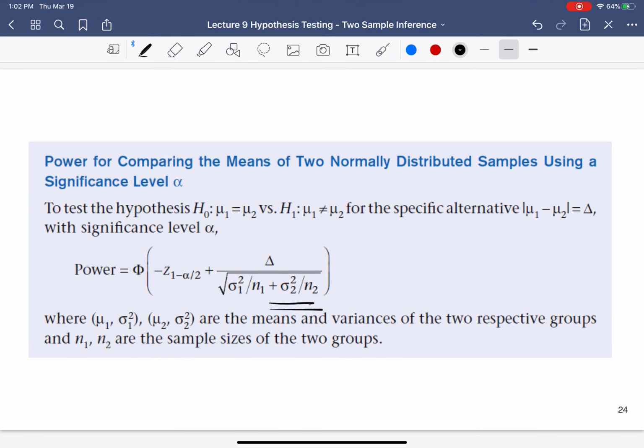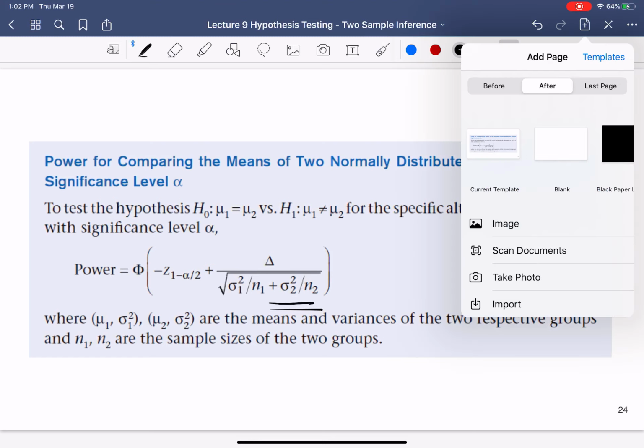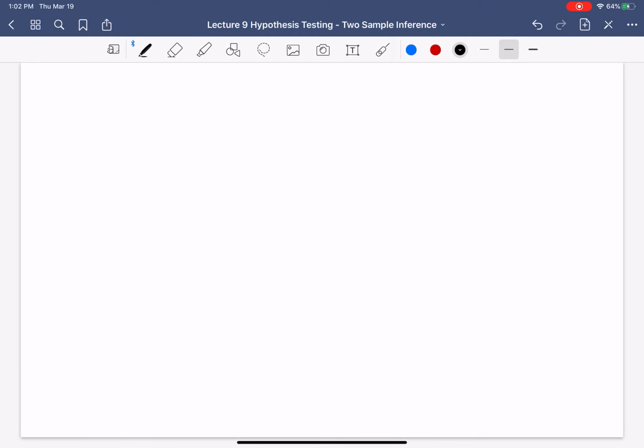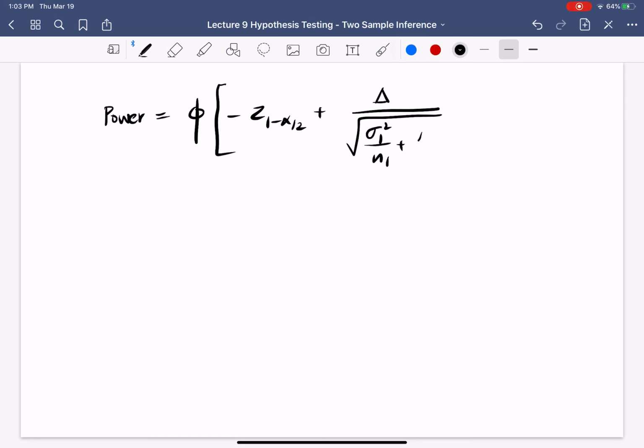Now let's see how we can calculate the power of a test. So the power becomes phi of minus z1 minus alpha by 2 plus delta divided by the square root of sigma1 square by n1 plus sigma2 square by n2. This is the formula that we use to calculate the power of a test. Again, here delta is modulus of mu2 minus mu1, so it's not going to change the value.